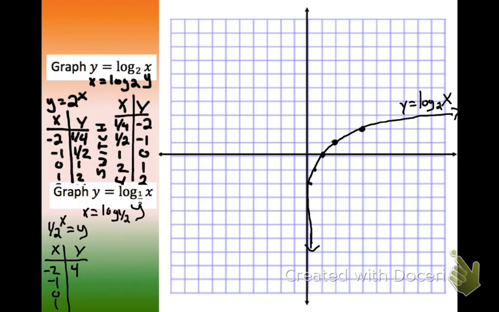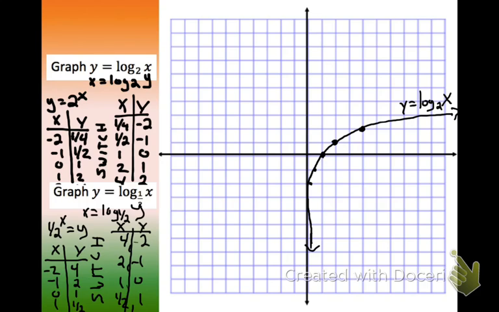positive 4, positive 2, 1, and 1/2. So when we switch that, it will be 4, negative 2. It will be 2, negative 1. It'll be 1, 0. And it'll be 1/2 and 1. Sorry, we can make our table there again.